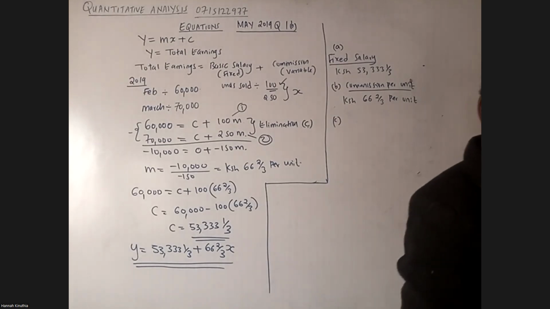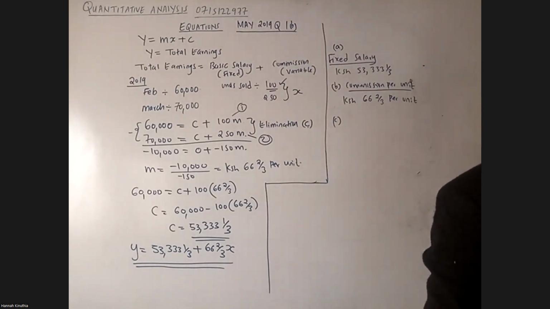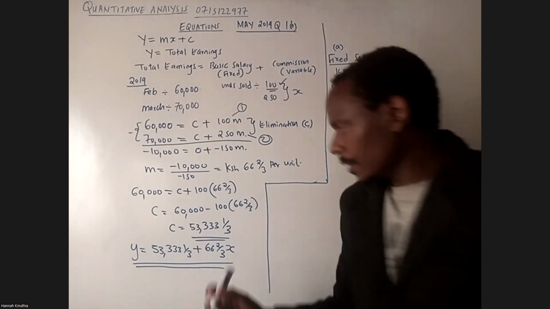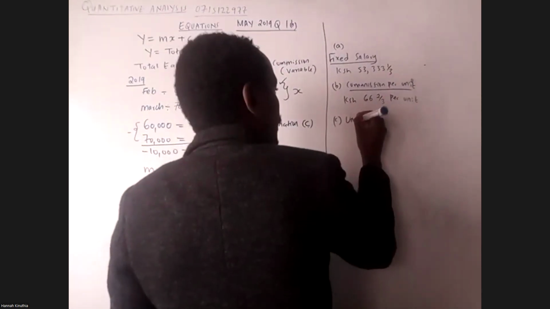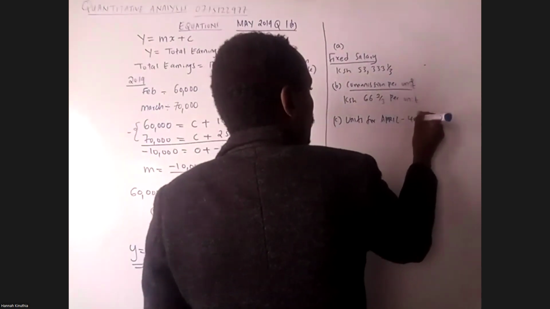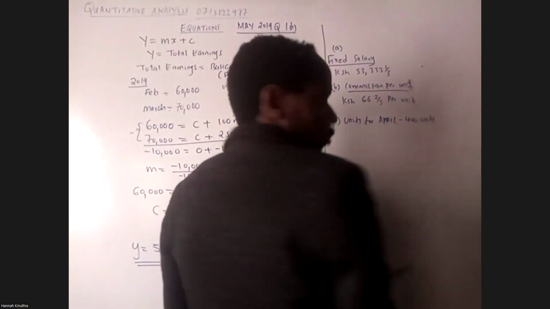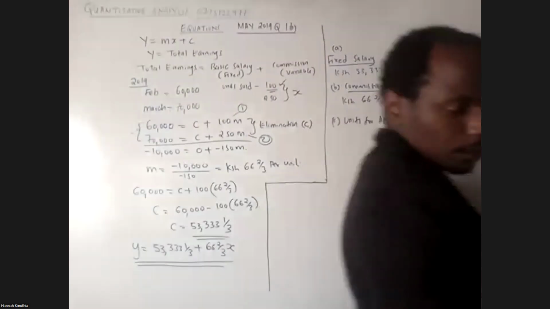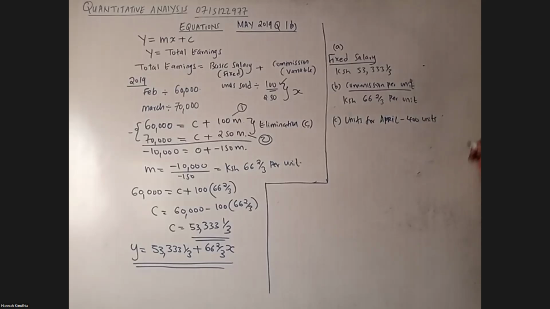And the last part was asking for the total earnings for the month of April. Total earnings for the month of April. So units for April, the question says 400 units. So it is 400 units. So how do we compute what we call the total earnings for that month?